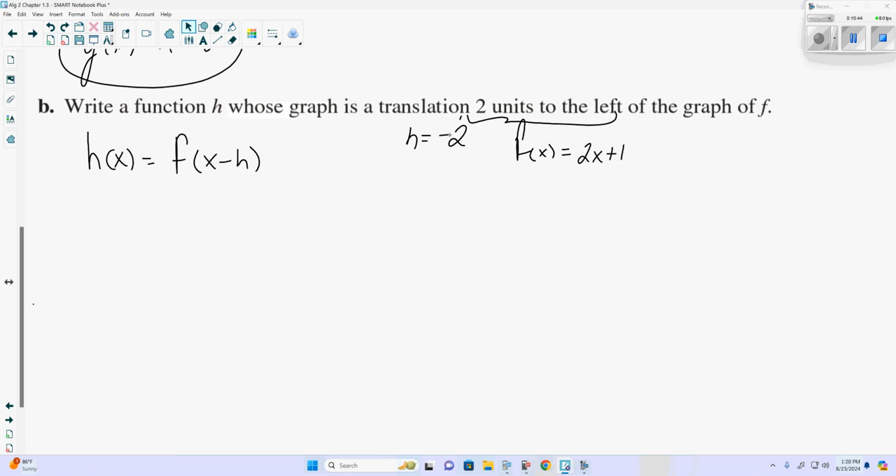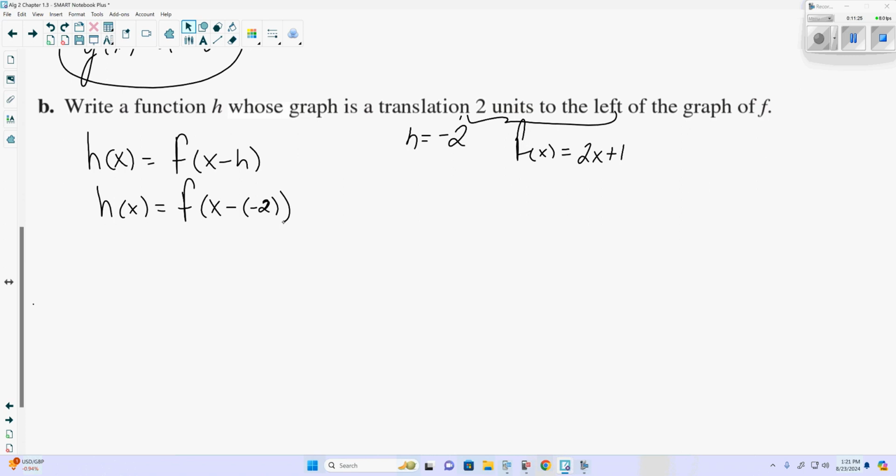But probably at least one of y'all is thinking, well, we said it's the opposite, right? Because all that we talked about yesterday is always the opposite. Left and right are the opposite. And yes, when we're looking at it and identifying the movement, it is indeed the opposite. When we're applying it, h's value, if it's going to the left, would be negative. Now let's see what happens when we plug this in. So our h of x is equal to f of x minus our h. So it'd be f of x minus negative 2.